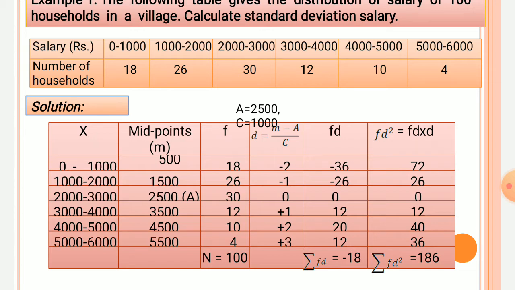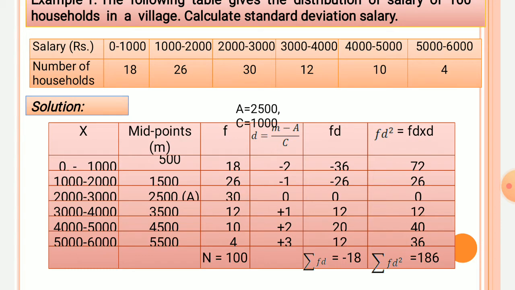And in the third column, frequency, and then d. Here d can be calculated as x minus a, or m minus a, by c. Here a is the assumed value. The assumed value is a value taken for taking the difference of all the given values, and it is to be divided by the size of the class interval, c.